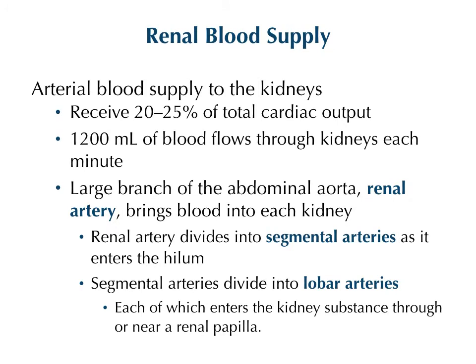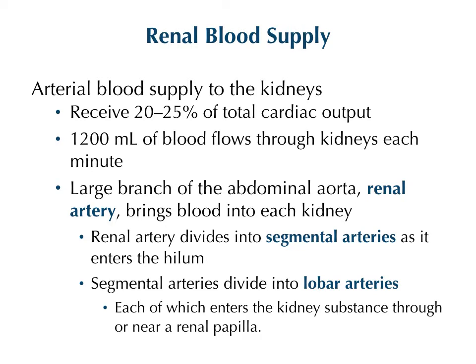So let's look at how the blood supply comes into the kidney. The kidneys are highly vascular organs, receiving about a quarter of the total cardiac output. About 1,200 milliliters of oxygenated blood flows through the kidneys each minute. This blood comes in through the renal artery, which is a large branch off of the abdominal aorta.